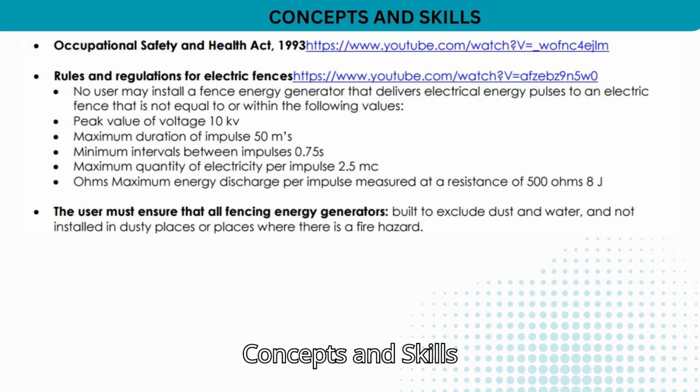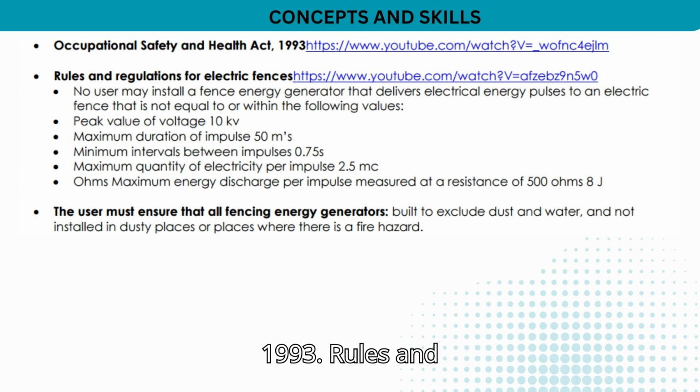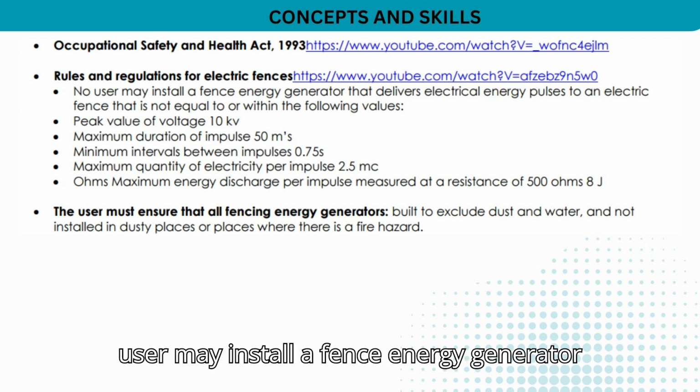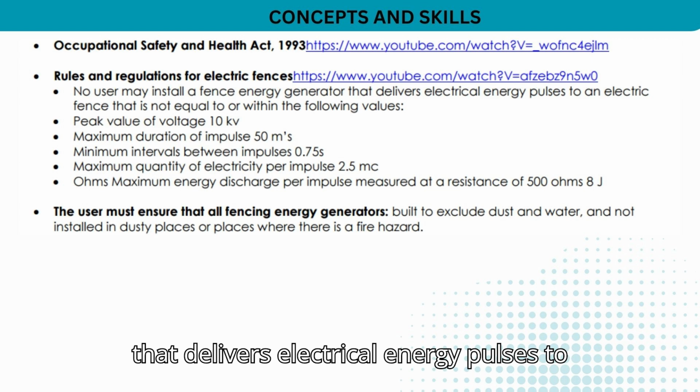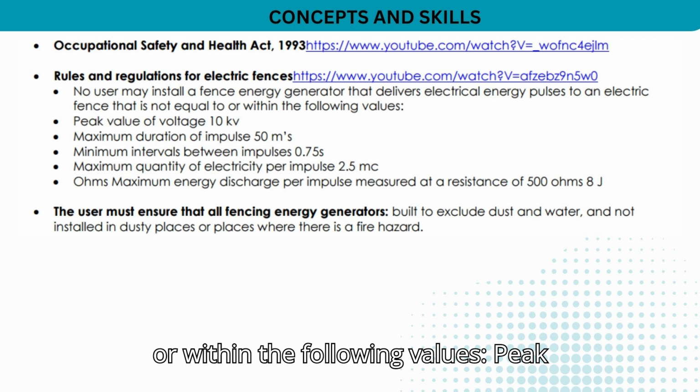Concepts and skills. Occupational Health and Safety Act, 1993. Rules and regulations for electric fences. No user may install a fence energy generator that delivers electrical energy pulses to an electric fence that is not equal to or within the following values.